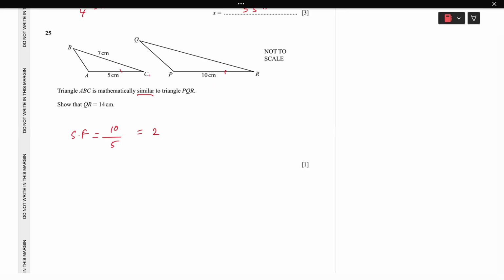Now we need to show that QR equals 14. So QR equals scale factor times 7. The scale factor is 2, times BC because they are the same sides. 2 times BC, which is 7, gives 14. Yes, we proved QR equals 14. That is the only thing we need to show, and we showed that.